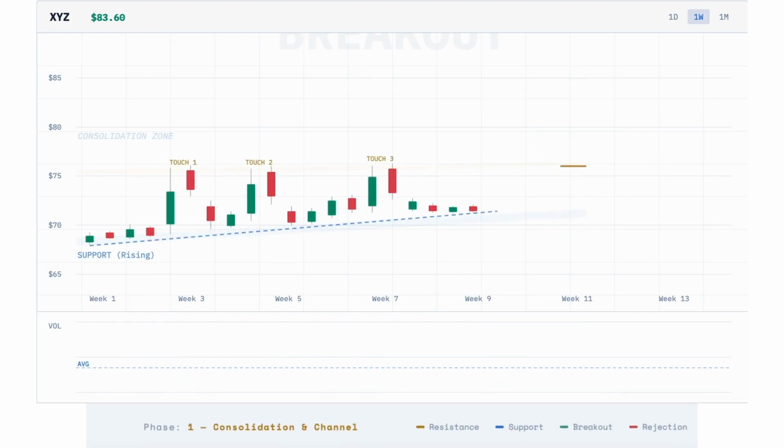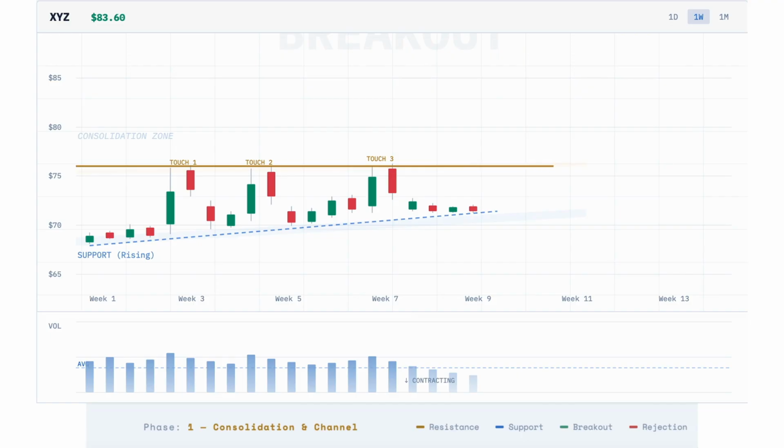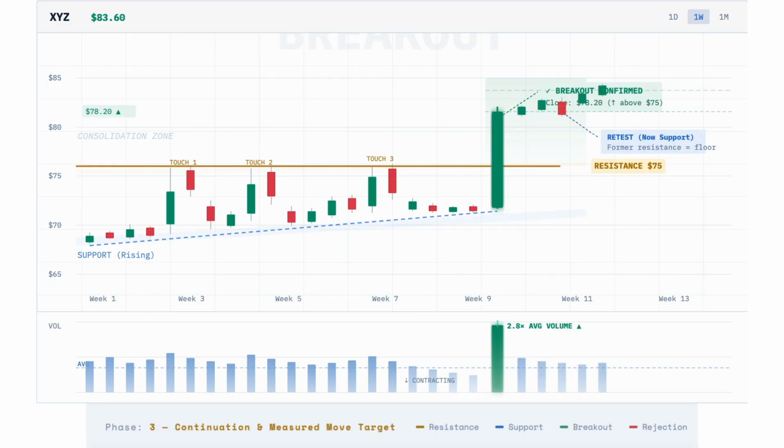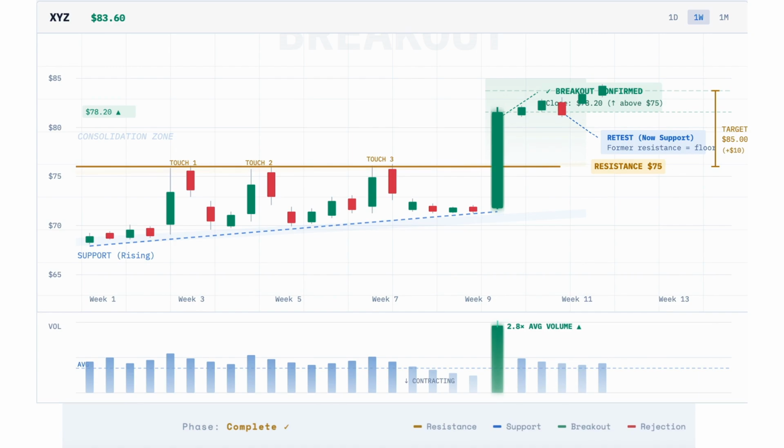Price action often behaves like a coiled spring. During consolidation, markets move sideways as buyers and sellers reach temporary equilibrium, quietly building pressure. When a catalyst, such as earnings, macro data, or shifting demand, emerges, price breaks decisively through resistance. That move is the breakout.